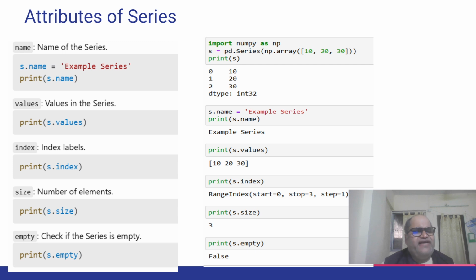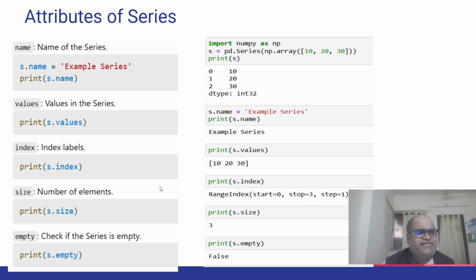Values, on the other hand, you can access just by calling values on the variable representing your series. So s.values, and for this particular one, what do you expect? You expect 10, 20, 30 to be printed, and that's what you see in your example here. Then your index: in this particular case, we have not provided an explicit index, but we know that it starts at 0 and ends at 3.